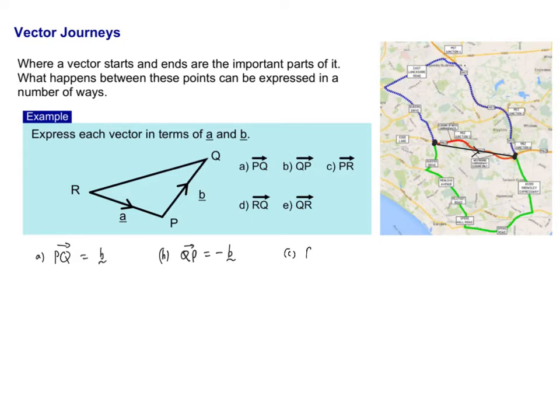PR. So the vector PR, I'm asking myself, how can I get from here to here? Well, this pathway is the vector A. However, I'm going against the direction of travel. So I'm going backwards through A. I'm going negative A.